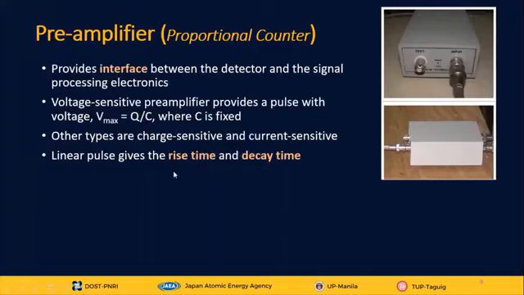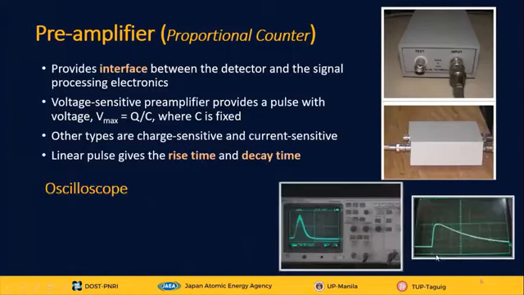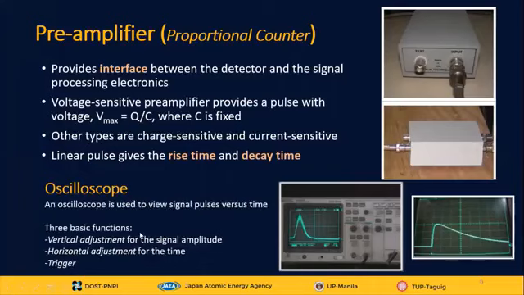So the linear pulse gives us the rise time and decay time. What are these? In terms of electronics, the rise time is the time wherein all the charges are collected by the preamplifier, whereas the decay time is the time in which the capacitor is being discharged. This preamplifier linear pulse can be observed in an oscilloscope. This one on the left side is a pulse coming from an amplified signal. An oscilloscope is used to view signal pulses versus time.